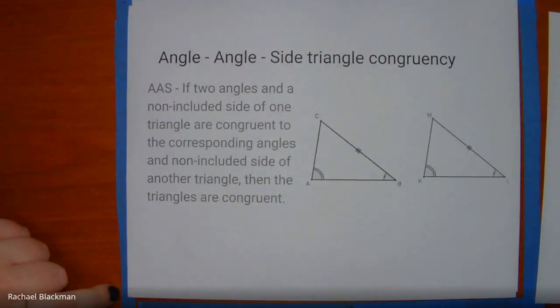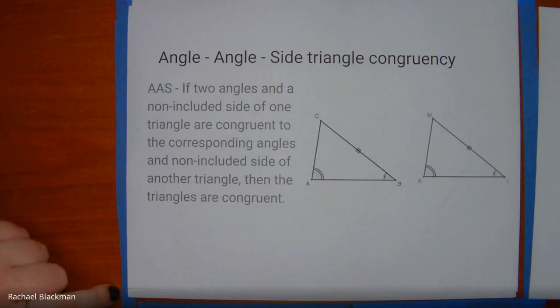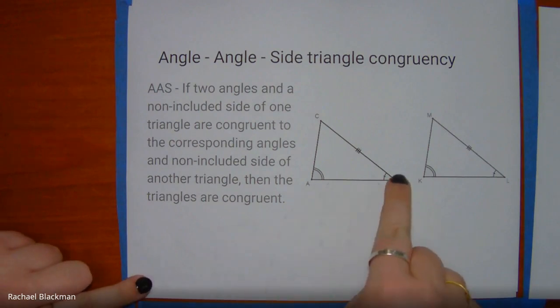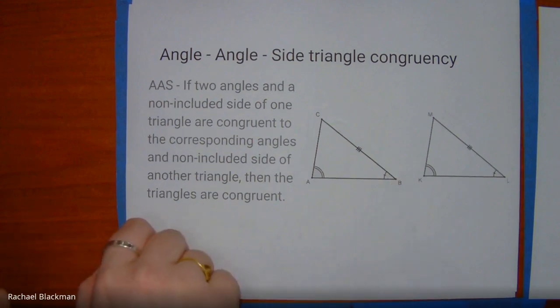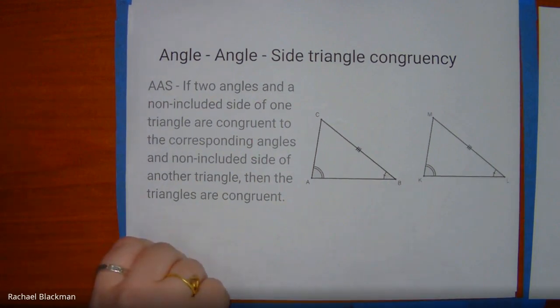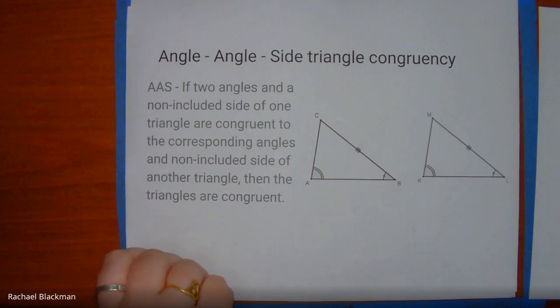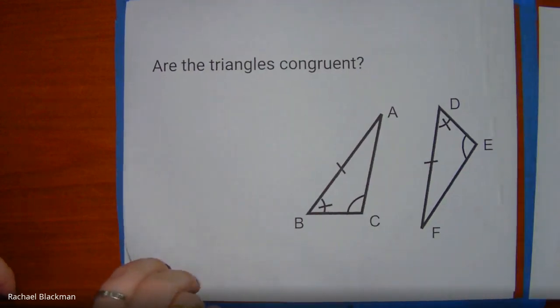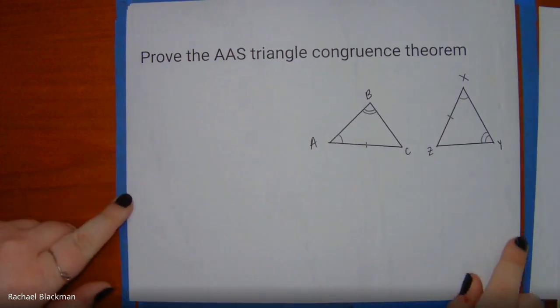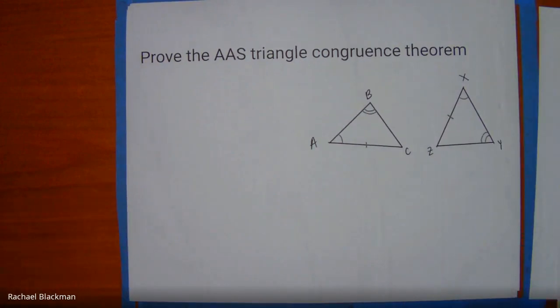All right. We saw angle, side, another triangle congruence. If you've got two angles and a non-included side, again, that's enough to show that your triangles are congruent. So let's take a second and prove that. Oh, we already saw that too. All right, let's prove the angle, side, triangle congruence theorem.